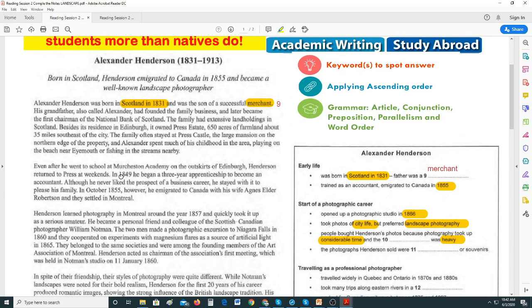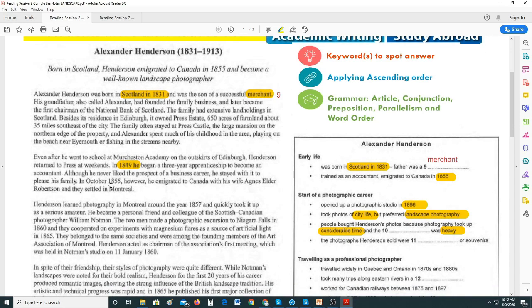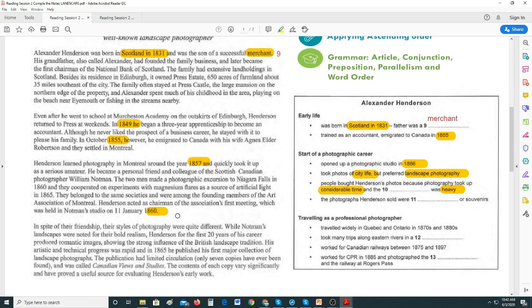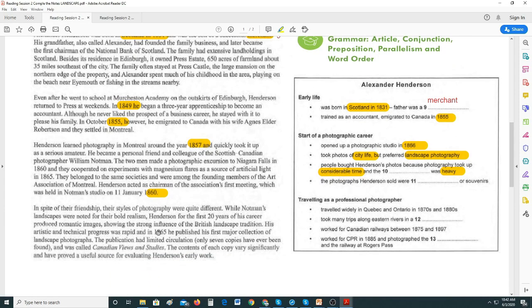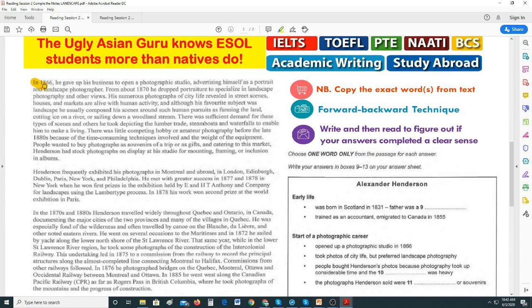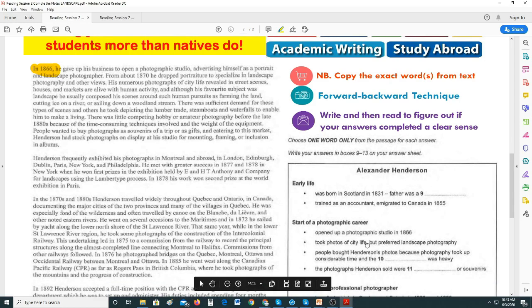So we have to find out first 1866, I'm sorry, 1849 I got here, 55 here, 87 here, 86 here. No, I'll not read this because this is 1865, but we need 1866. Let's check if there is any 1866. Yeah, we got that 1866 here. Now we have to figure out what our other keywords were: photos of city life and landscape photography, and then considerable time and something was heavy. That was in the previous page though.